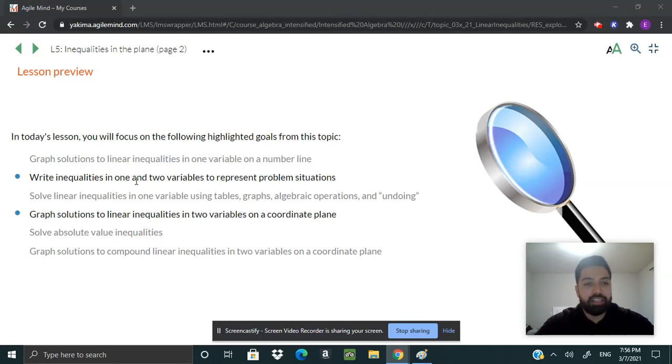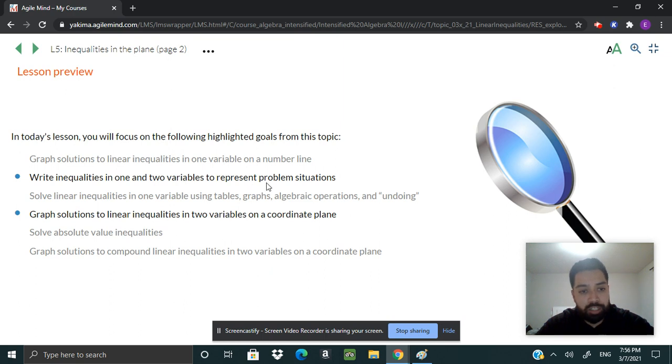Okay, so here's the lesson preview now that we got the opener out of the way. In today's lesson, you're going to focus on the highlighted goals, which are to write inequalities in one and two variables to represent problem situations. And you're going to be able to graph solutions to linear inequalities in two variables on a coordinate plane, which we touched a little bit on in the opener. So let's take a look.